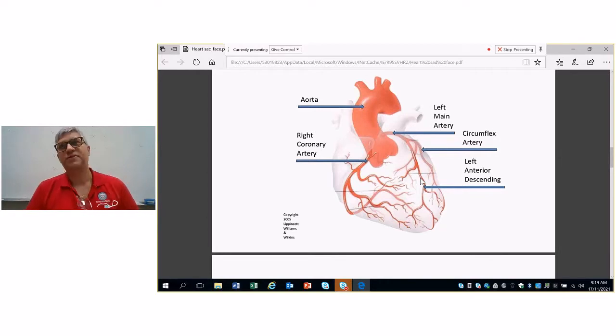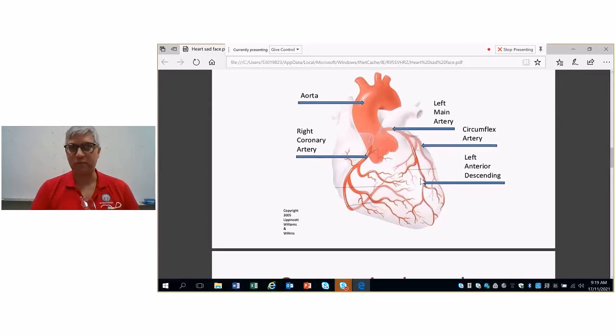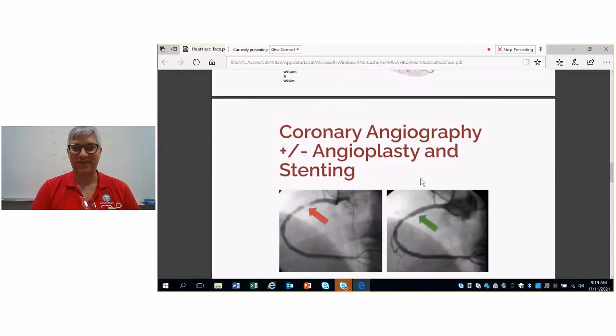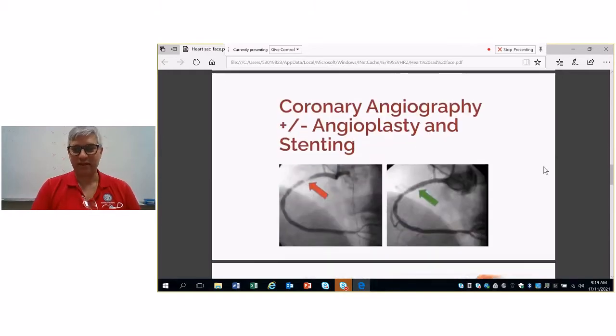In the sense of how, other than coronary artery bypass grafting, how else can they improve blood flow in the arteries? Stenting. There you go. Pretty pictures. Does that explain it better and faster than I could explain it?